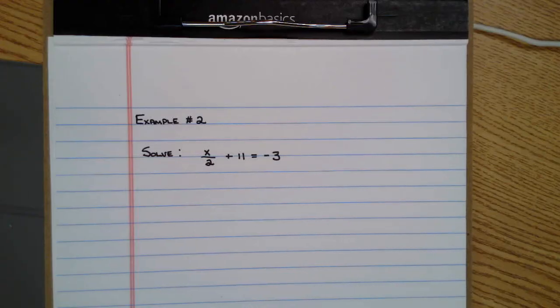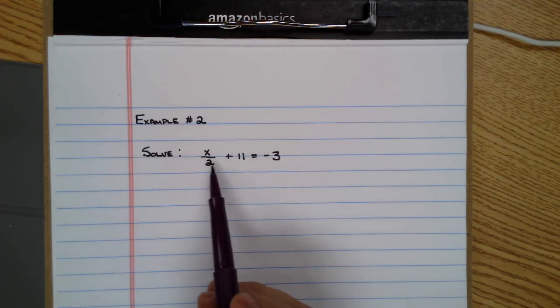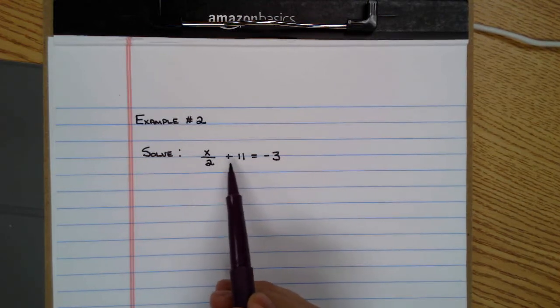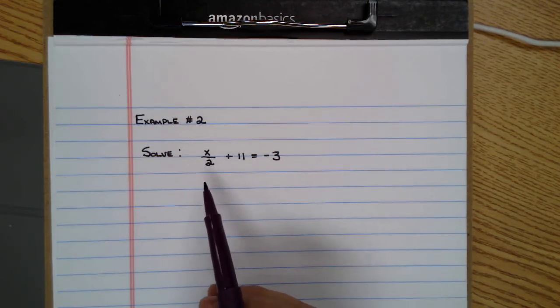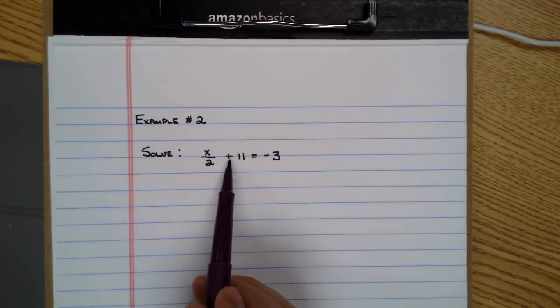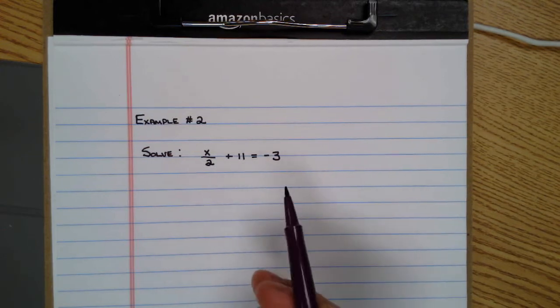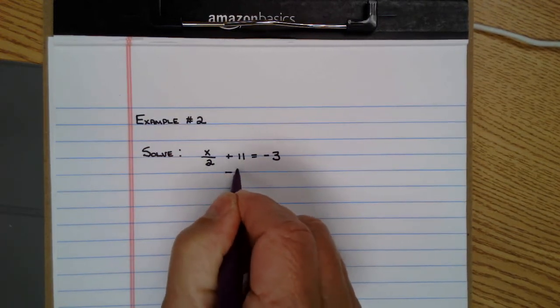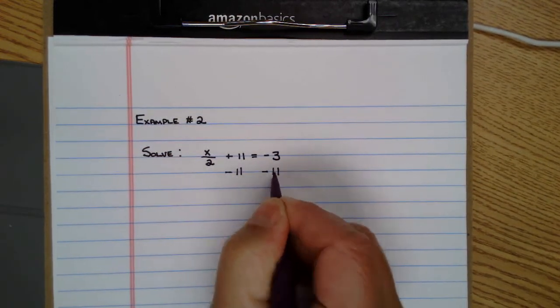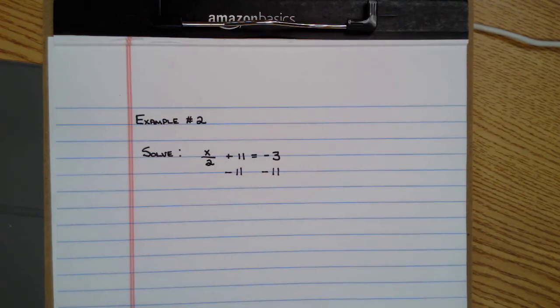Example number 2. We're going to follow those same rules. This is a two-step equation. There are two operations I need to undo. There are two numbers I need to get rid of. According to my rules, the first thing I need to worry about is adding and subtracting. This is plus 11. Opposite of positive 11, negative 11. And make sure I subtract 11 from both sides.